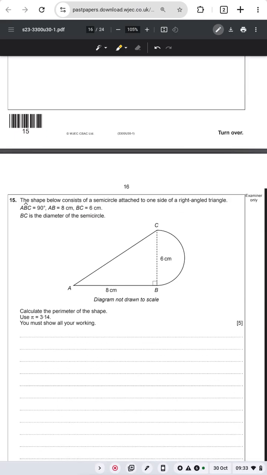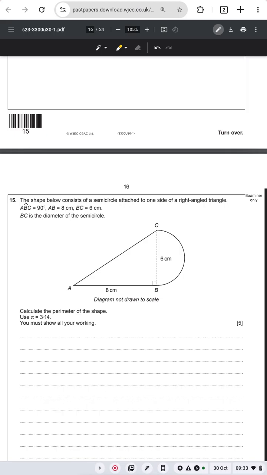Right, the shape below consists of a semicircle attached onto one side of a right-angled triangle with lengths AB of 8 and BC of 6. BC is the diameter of the semicircle. Calculate the perimeter of this shape. Use pi as 3.14. You must show all your workings.